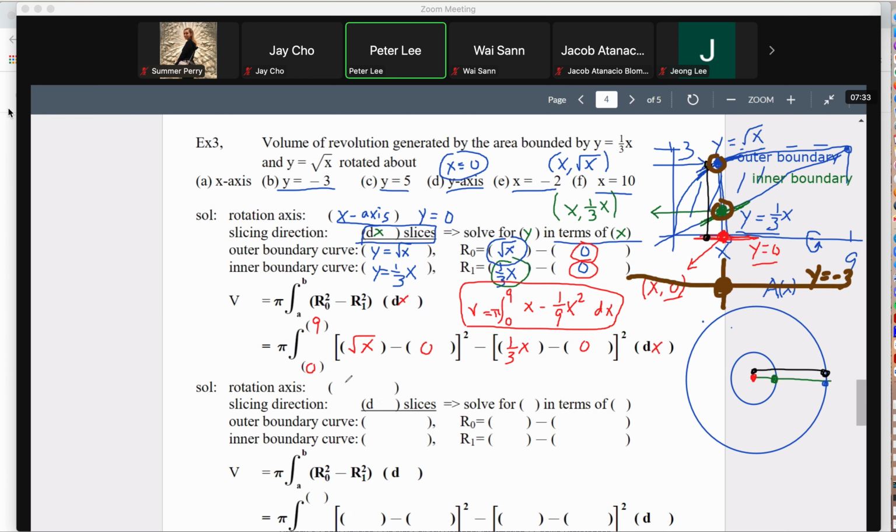So now let's see, rotation axis, y is equal to negative 3. It's going to be a horizontal line. So that means we'll be cutting this way. The slicing direction is dx. Solve for y in terms of x. Everything has to be in terms of x here. Now, what is the outer boundary curve? The outer boundary curve is now going to be this one, y is equal to square root of x. What is the inner boundary curve? The inner boundary curve is still y equals 1/3 x.